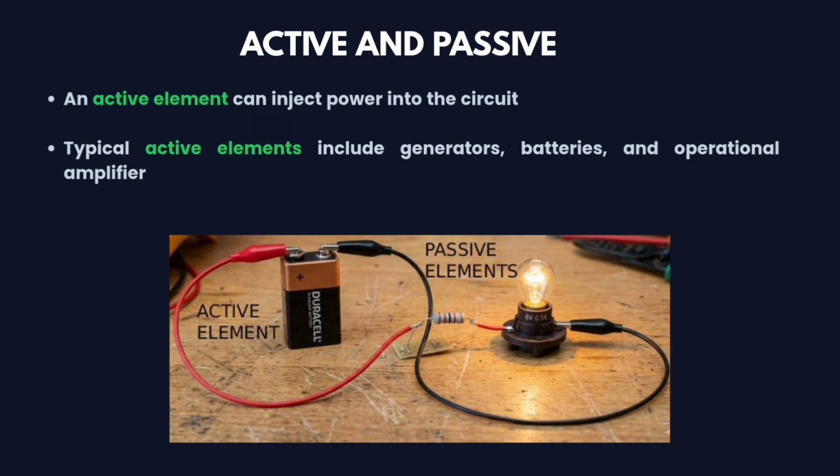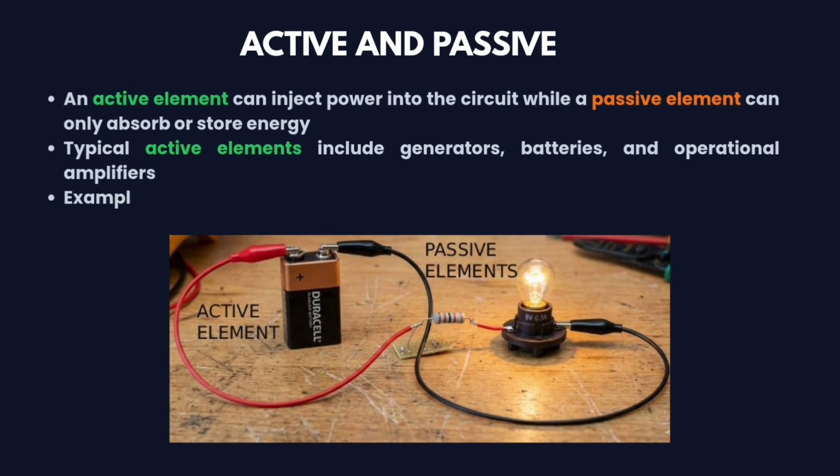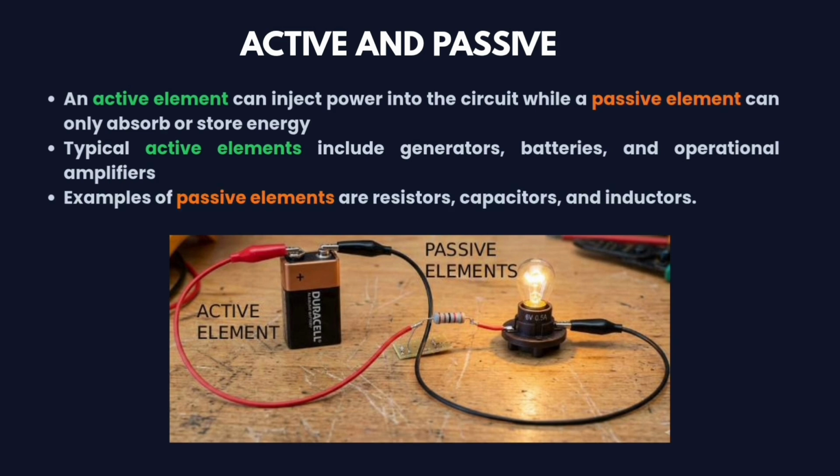A passive element cannot generate energy. It can only absorb or store energy, just like a phone which uses the energy supplied by the power bank. For example, resistors absorb energy while capacitors and inductors store energy. So, passive elements absorb or store energy while active elements are capable of supplying energy to the circuit.